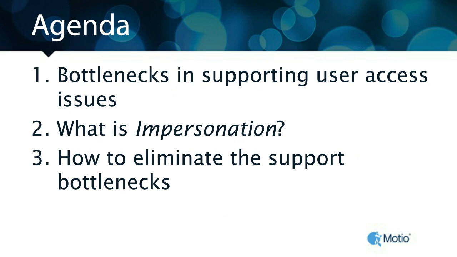Well, thank you, Holly. So what we will go through are the bottlenecks that support people have when they get a ticket for user access problems. If a user cannot see their data or they have other problems, how do we solve that quickly, and in a way that the end user is happy with? And we will present impersonation to you, what it is and how that would work, because that's our solution. And we will tell you how we eliminate the support bottlenecks.